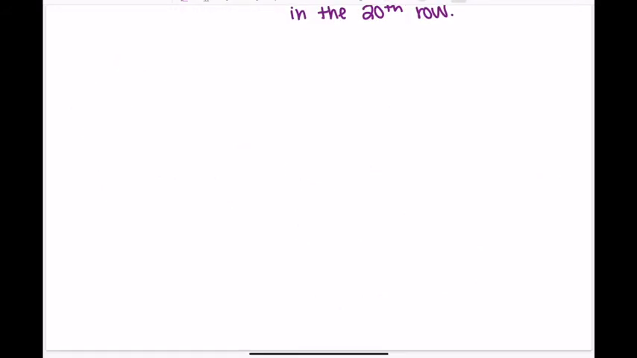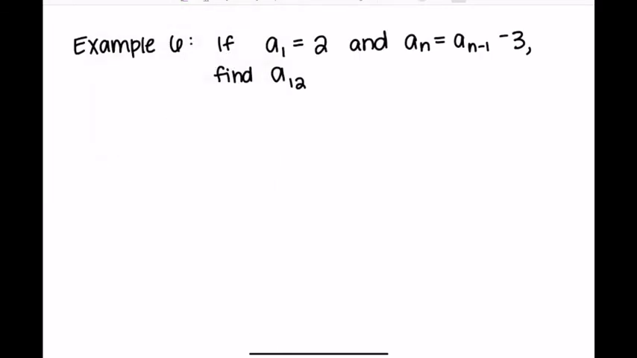All right, let's do just one more example to give you some more practice with this. All right, if a sub 1 is 2 and a sub n is the previous number minus 3, find a sub 12. So first we want to go ahead and get our list going. All right, so if we start with a sub 1 is 2, then our recursive definition tells us that we are taking that number and then subtracting 3 each time.